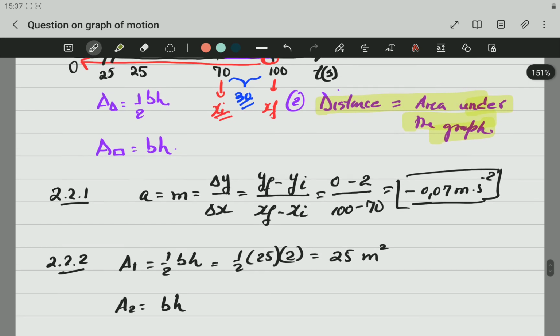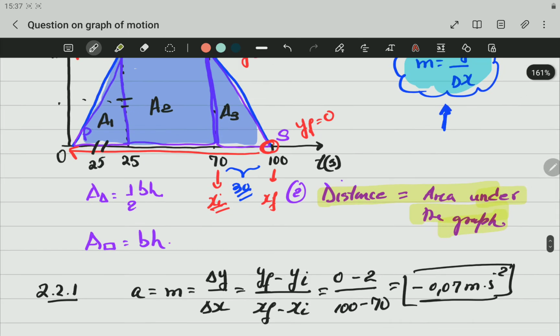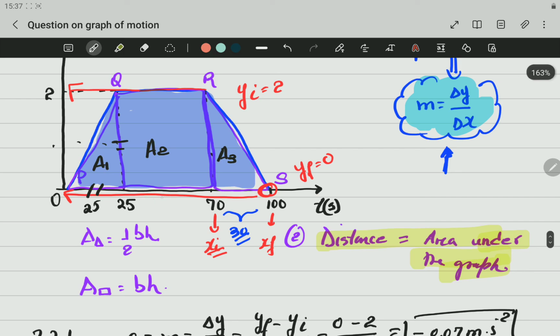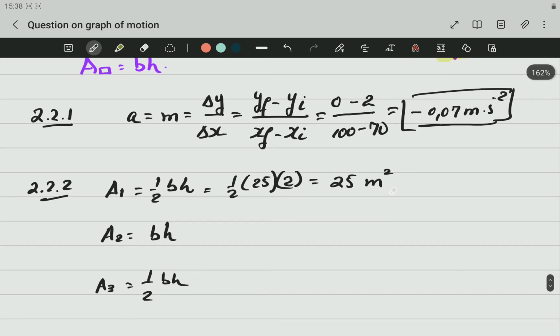All right, so now here we have the second area is a right angle. So for the right angle, you can see that the base is 70 minus 25, which is this one here. This will be the base, which is equal to 45 seconds in this case, and the height is still 2. So here we're going to take off the unit there. This is equal to base, which is 45 multiplied by the height, which is 2, and the answer is 90.